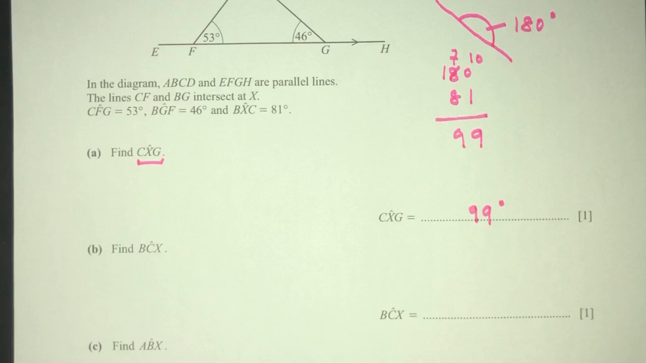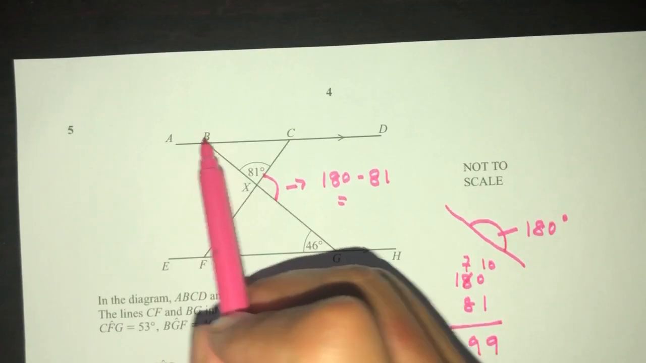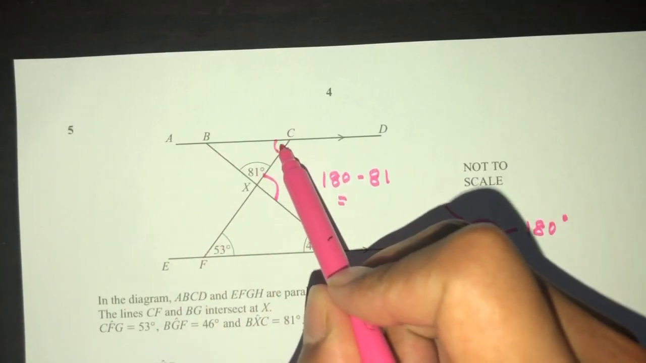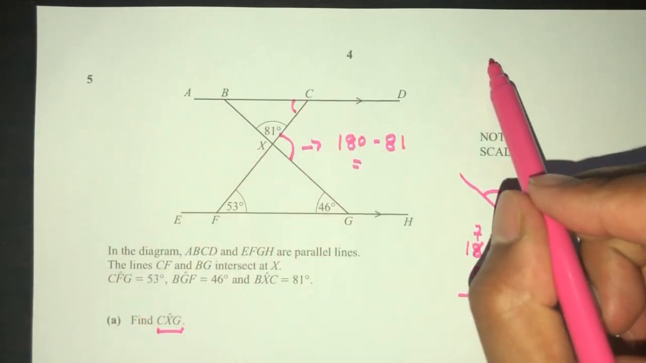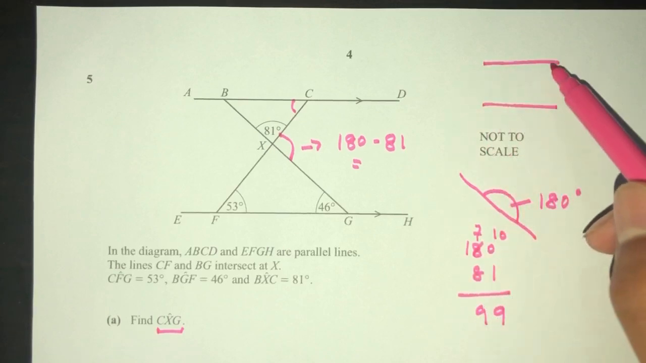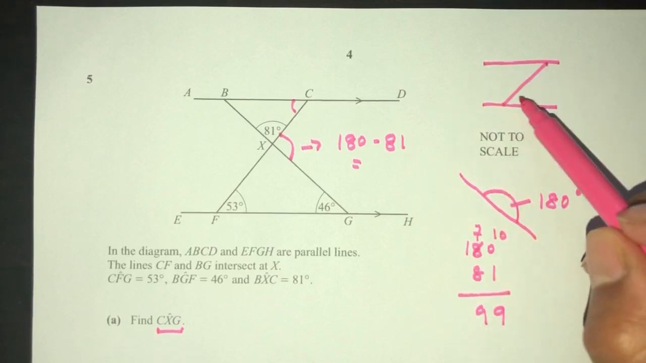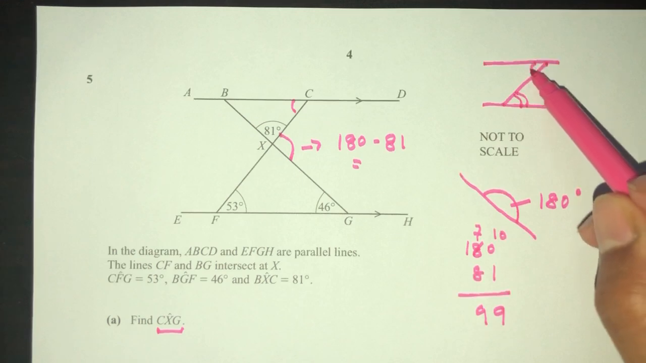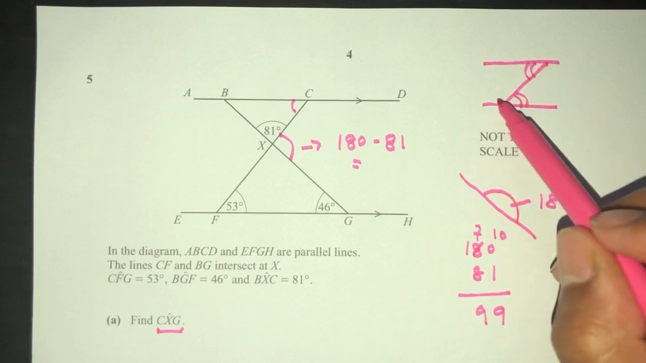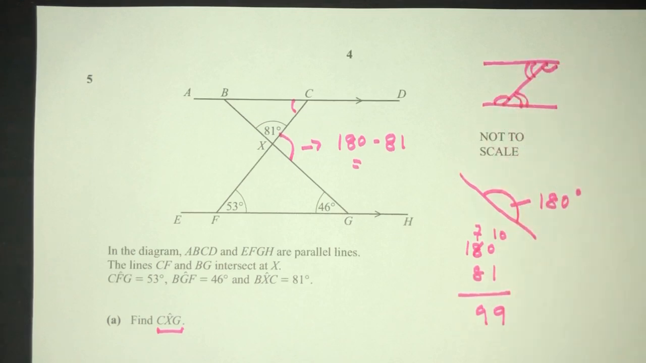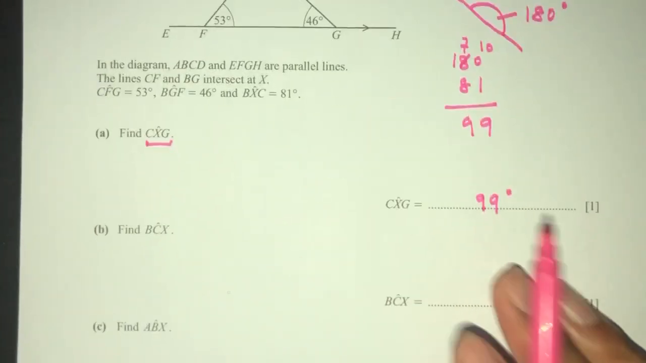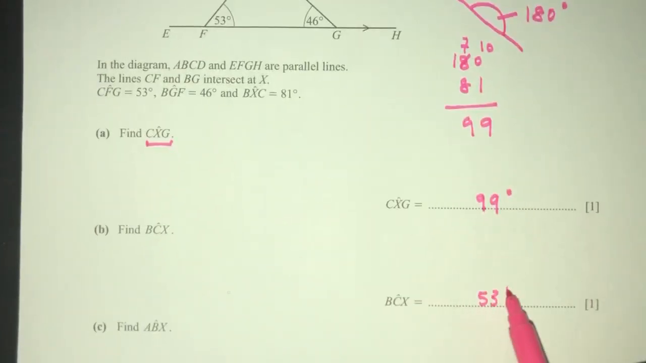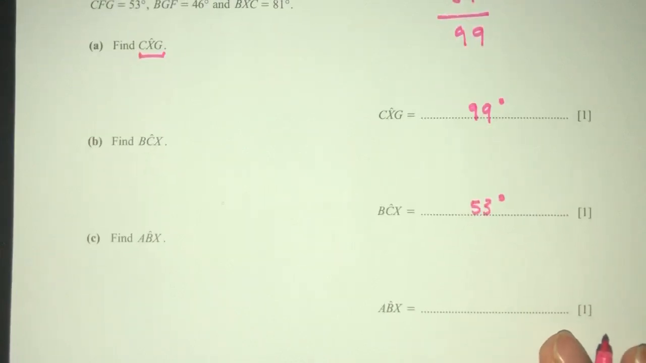Now for part B, BCX, where's BCX? So we have to find this angle. Obviously we have to use this property, that these two lines are in the same direction. If you have two lines in the same direction and they are joined by a straight line, the alternate angles will be the same. So this and this are the same, and this and that will be the same as well. So using this logic, this and this have to be the same, hence this has to be 53.